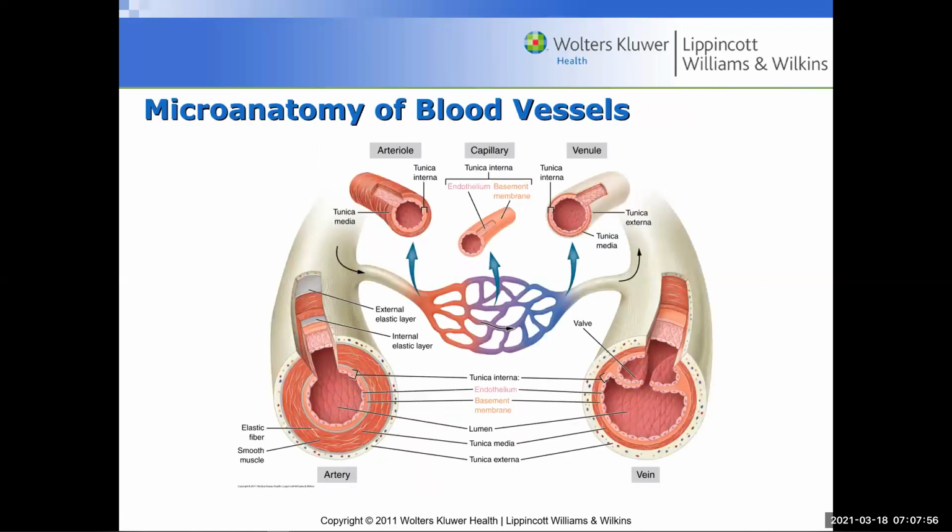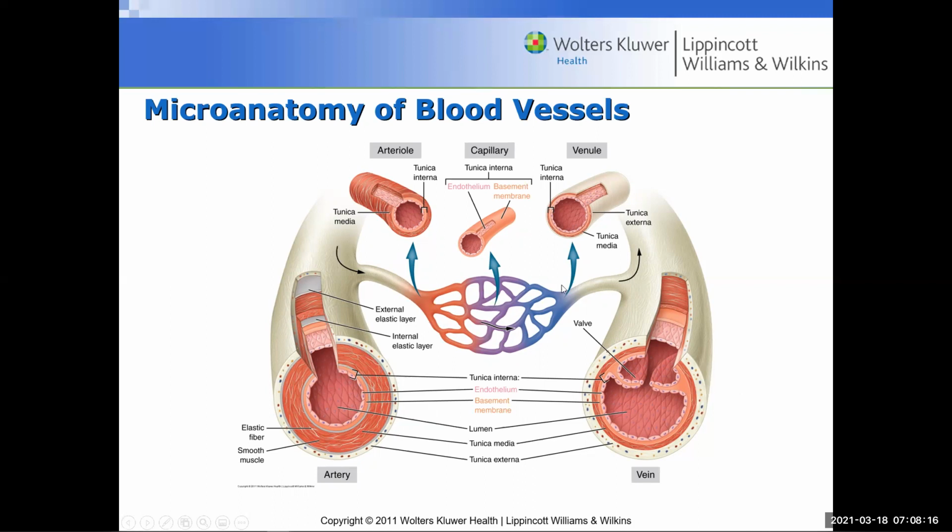Okay, so blood vessels now. We look at the heart, and now we'll just speak to the microanatomy of blood vessels. While we have completed the heart, let's move on to the other topic, the microanatomy of blood vessels itself. When we look at the two major types of blood vessels, we have the arteries and the veins.